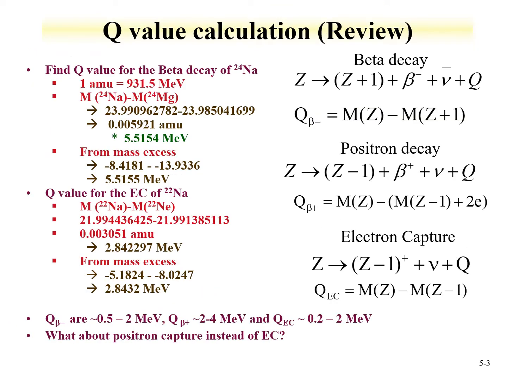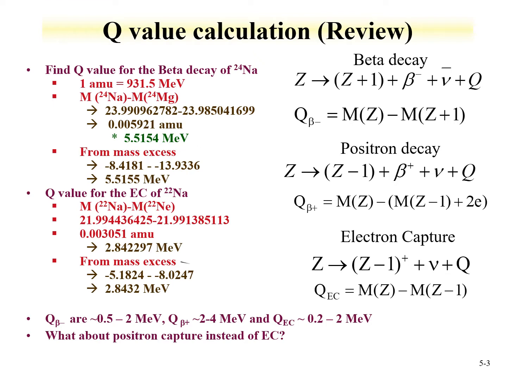We can review what we know about Q-value calculations, as we discussed earlier, for beta decay. As an example, this is something we've already shown. We talk about the energy related from beta decay. So for emission of an electron, where we go from a Z to Z plus 1, the Q-value is equal to the mass difference between the parent and the daughter, as listed here. And this is an example for the beta decay of sodium-24.